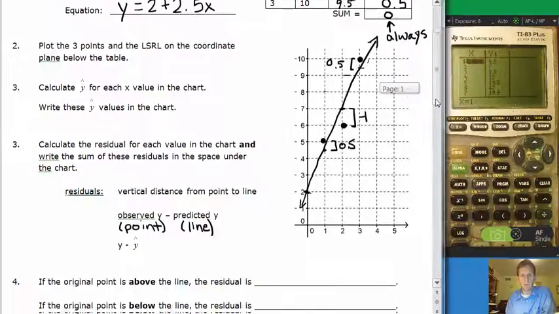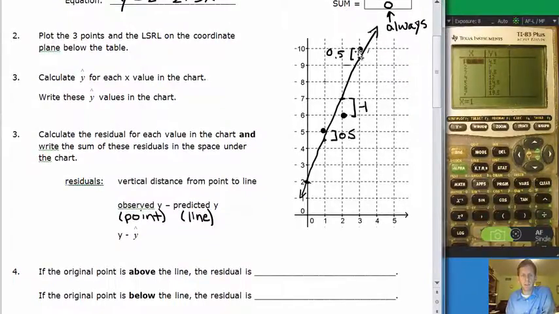Now as we progress into number 4, if the original point is above the line, which you'll notice it is with this third point and with this first point, points above the line have positive residuals. Points below the line, like our point at (2, 6), have negative residuals.